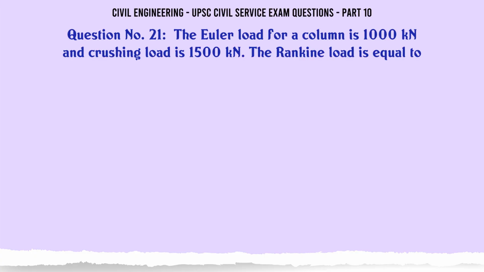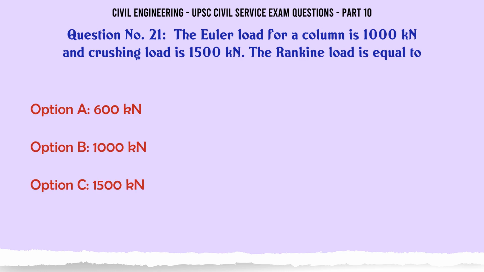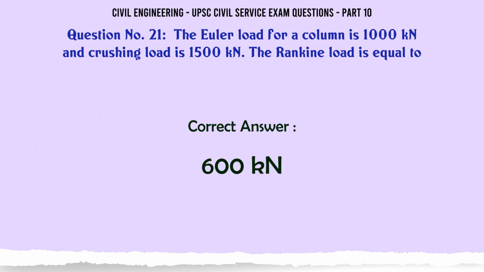The Euler load for a column is 1000 kN and crushing load is 1500 kN. The Rankine load is equal to: A. 600 kN, B. 1000 kN, C. 1500 kN, D. 2500 kN. The correct answer is 600 kN.